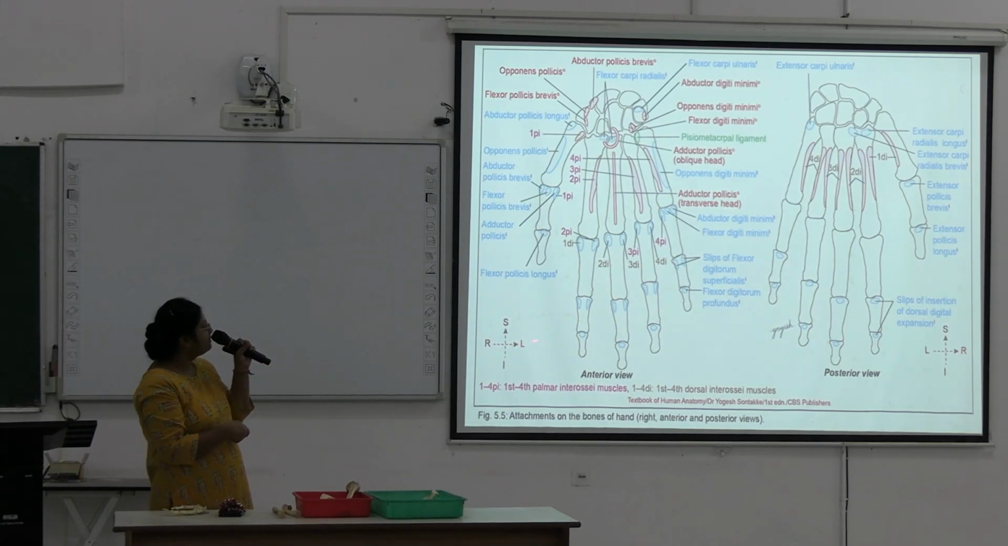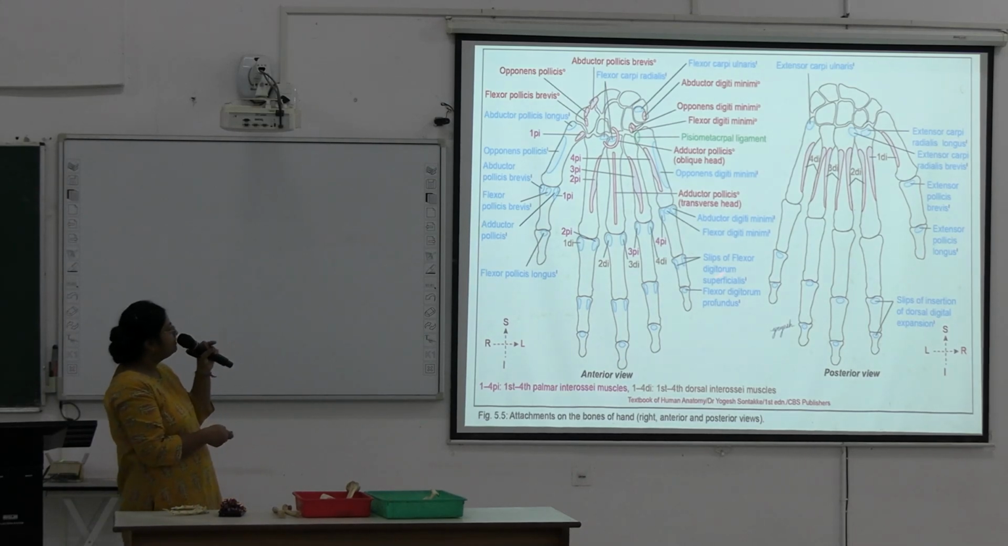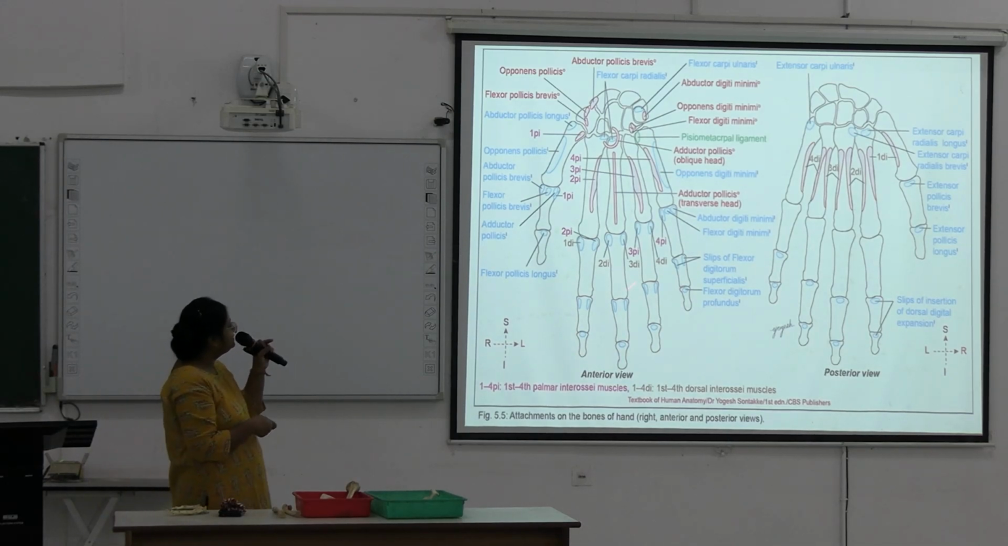This has 4 sleeves for the lateral 4 fingers, and each sleeve divides into 2 and inserts over the base of the middle phalanx. In between the 2 sleeves of flexor digitorum superficialis passes the tendon of flexor digitorum profundus. It also has 4 tendons and inserts over the base of the distal phalanx. Okay, this is the muscle attachment for middle and distal phalanx, and here is the attachment of different interossei at the base of the proximal phalanx.